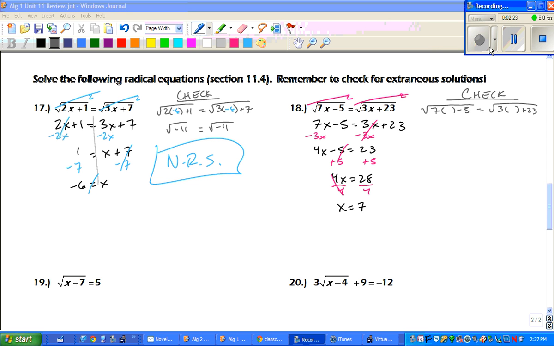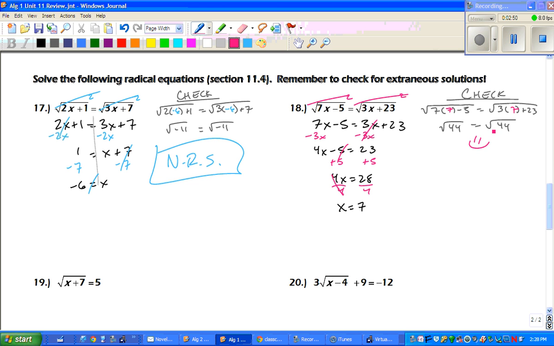Okay, so I already completed some of the work for you. I ended up getting x equals 7, and I'm all ready for the check. Okay, we're plugging in 7. So we get 7 times 7, which is 49, and 49 minus 5 is 44. 3 times 7 is 21, and 21 plus 23 is 44. So that is a true statement, which means our answer is x equals 7.